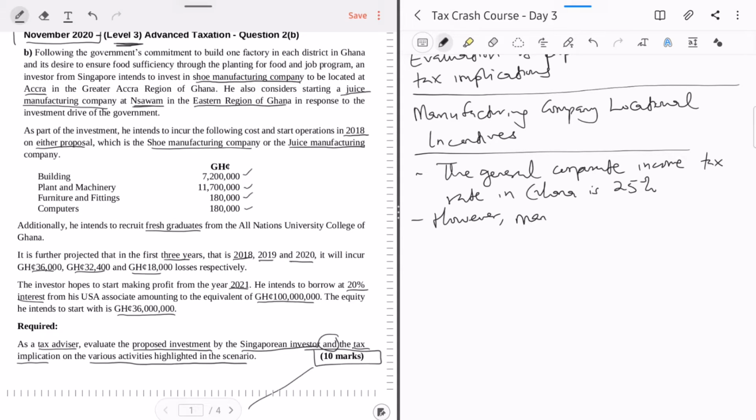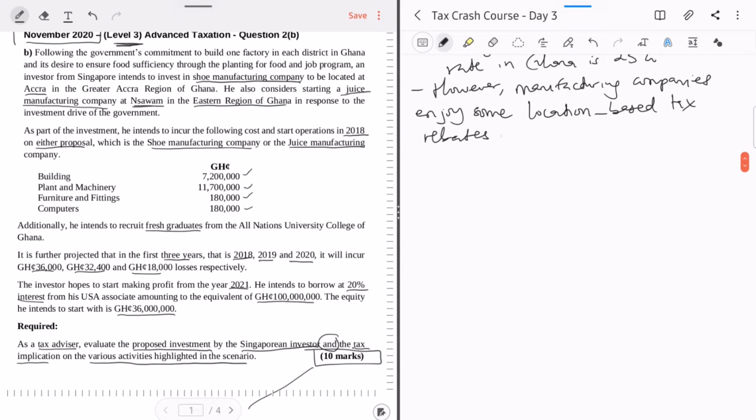Then we say, next point, however, manufacturing companies enjoy some location-based tax rebates, right? Full stop. These are shown below. So you can just have a simple table like this.